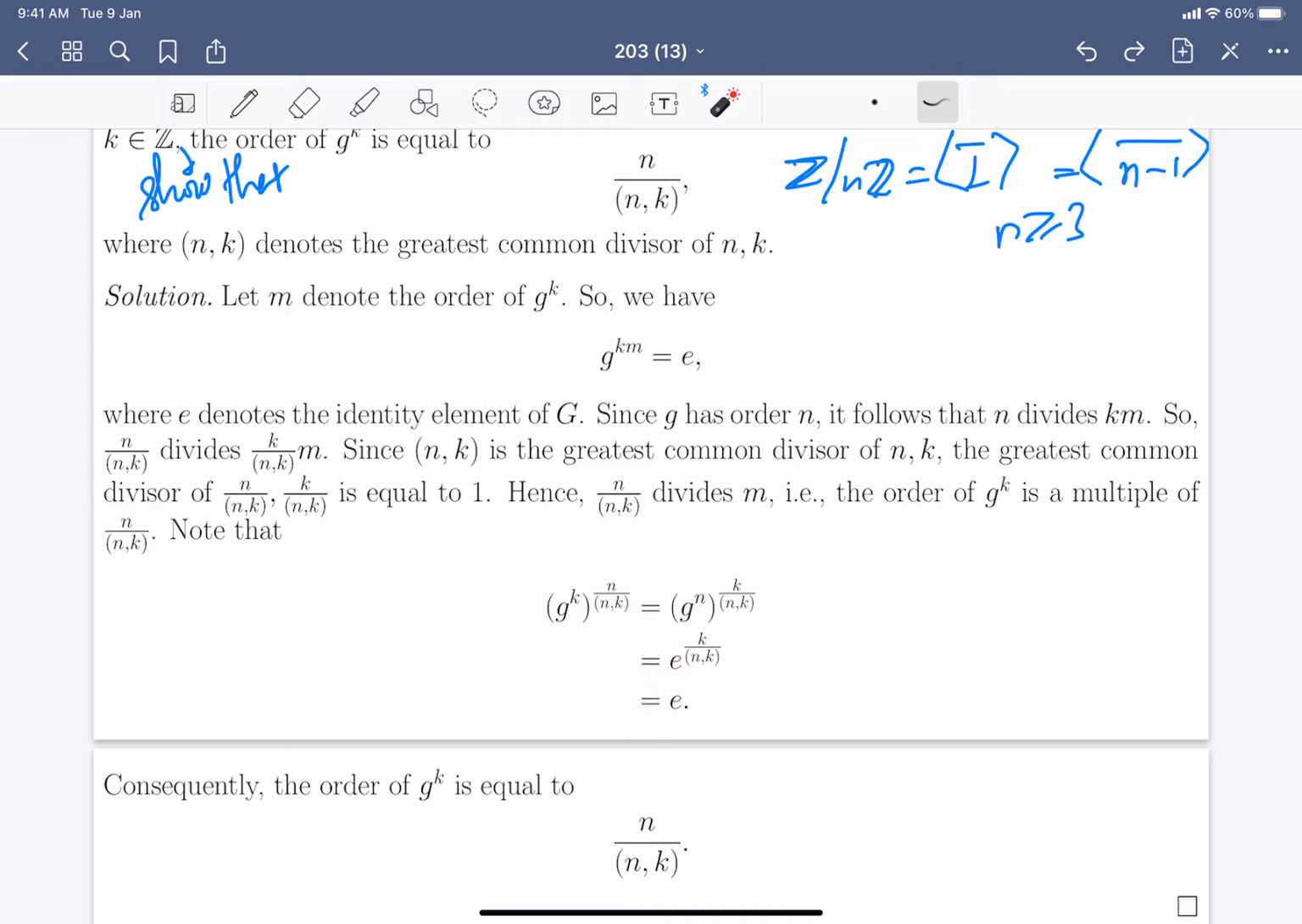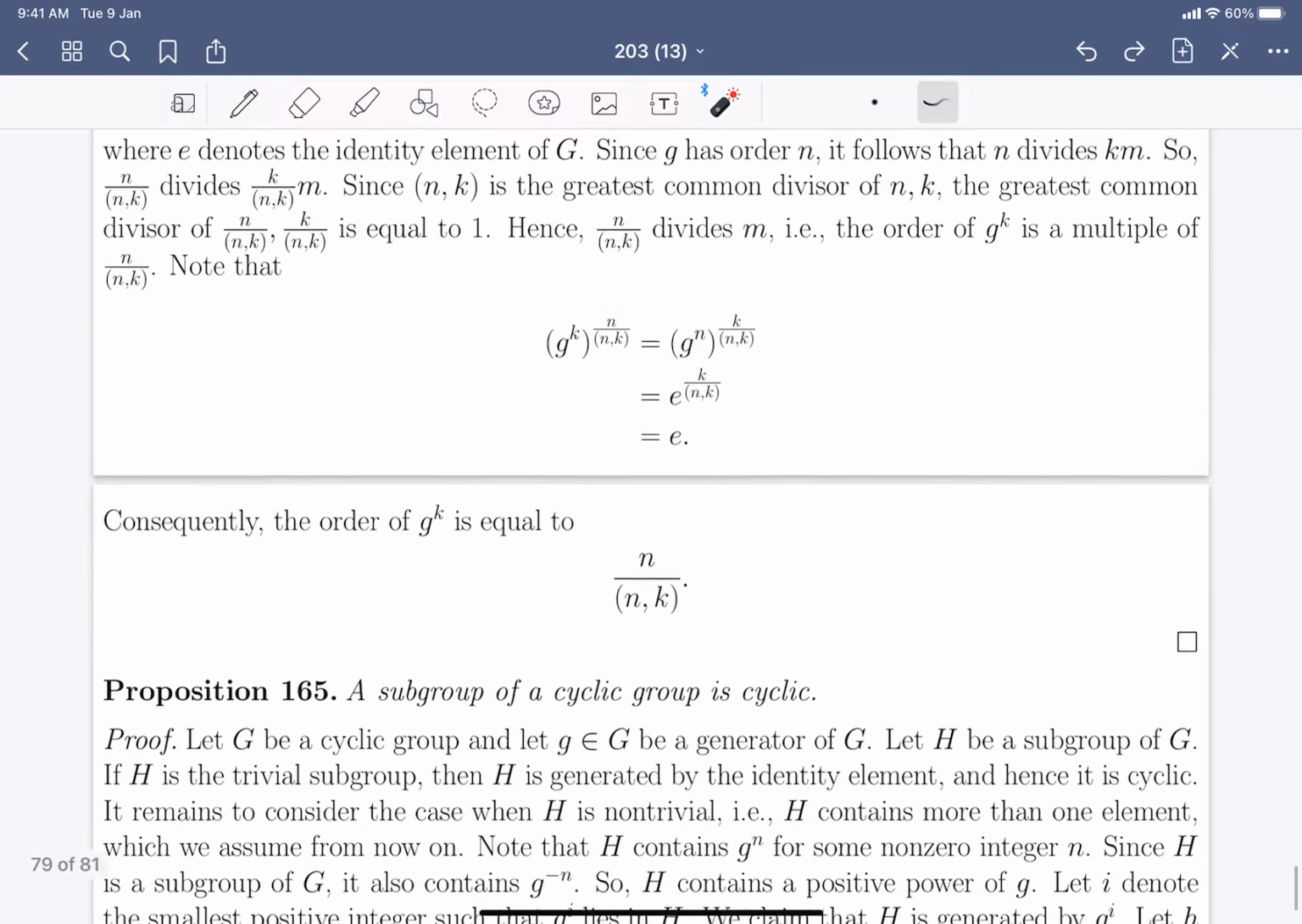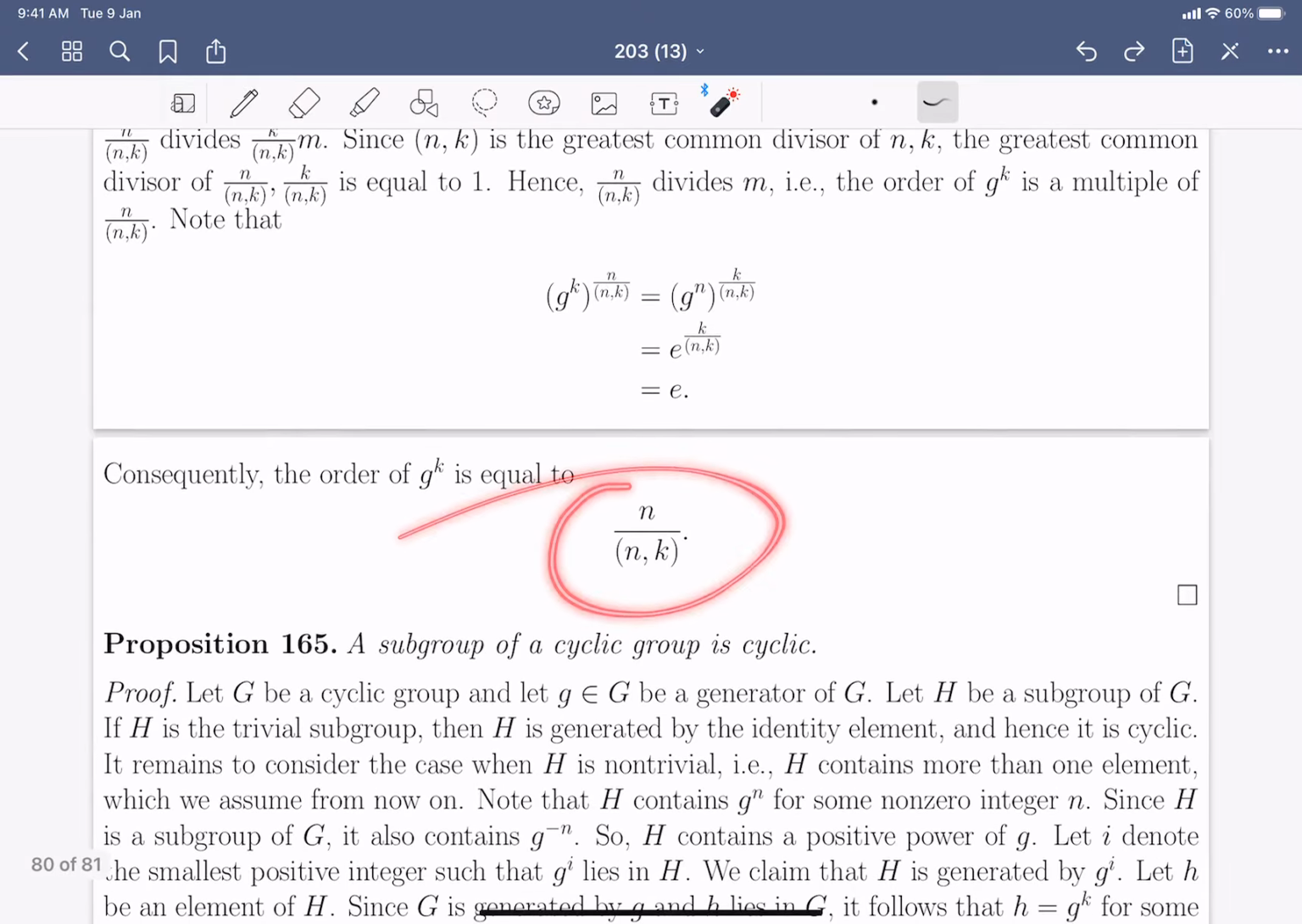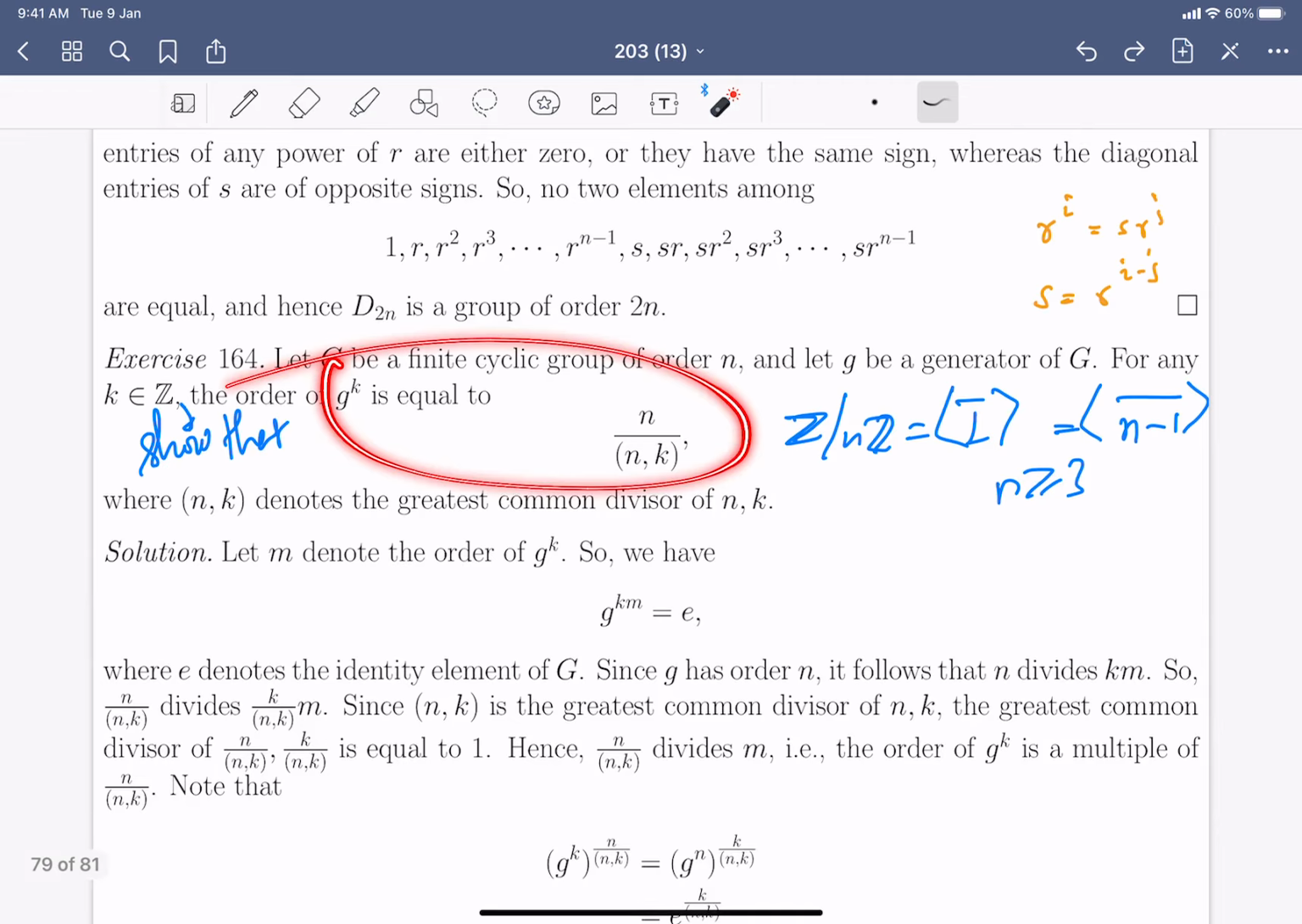the identity element, because g power k raised to this integer is g raised to the product of these two integers. Then n can be put inside, and the rest is just k over GCD(n,k). The point that you need to note is that this is an integer. So g power n is e, and you're raising e to an integer, so you'll end up getting the identity element. So we have established that m, the order of the element g power k, is a multiple of n over GCD(n,k), and g power k raised to this integer gives you the identity. So it follows that the order of g power k is equal to n over GCD(n,k), as we were asked to show in this exercise.